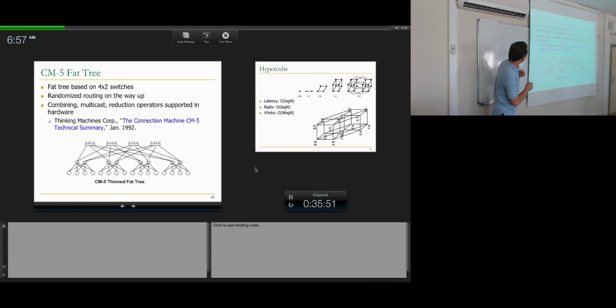But this was a SIMD machine. They had 64,000 processing elements, I think. And they connected them this way. And they had a lot of combining operations. These switches actually did the combining that I described earlier. They had support for multicast, and they had support for reduction operators also.